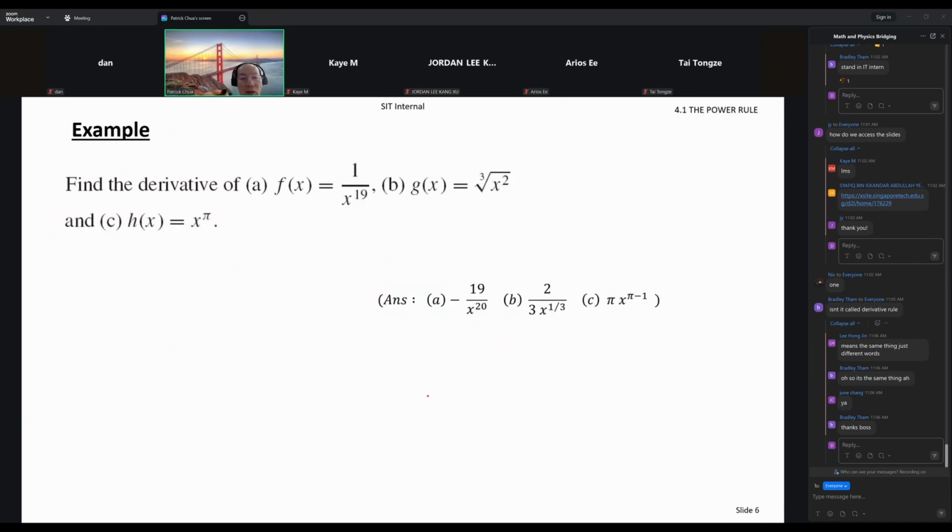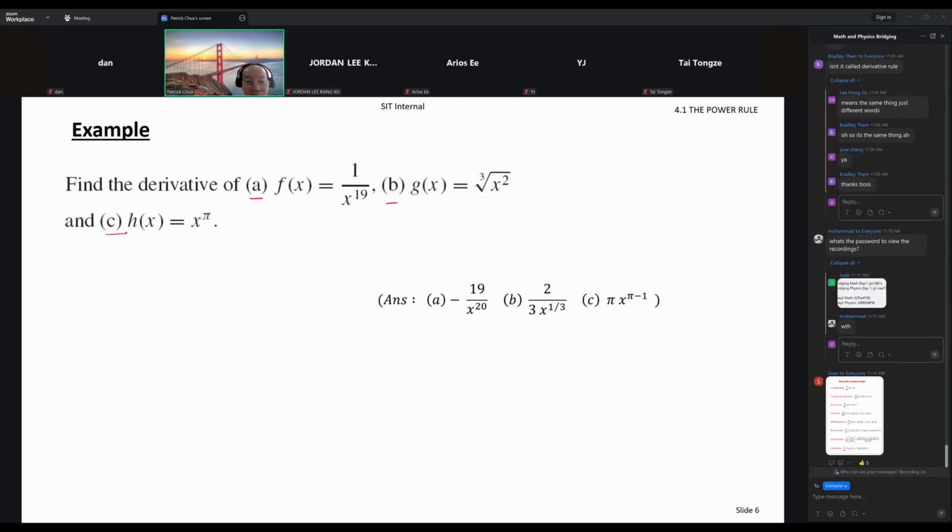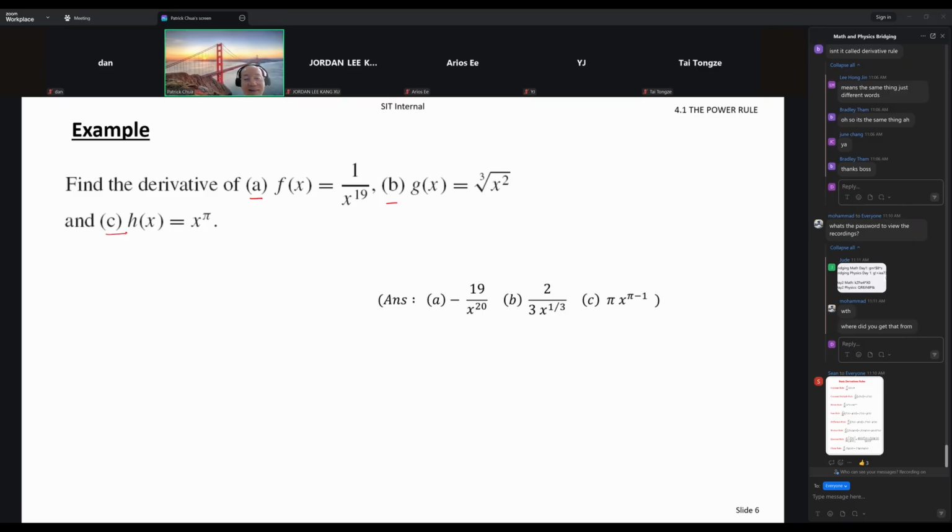Okay, next you can try out all this, A, B, and C. All right, give some time to do A, B, C. Can do? Go ahead and do A, B, C. Okay, quite easy, right? All of you can get the answer. Answers are all there. A, B, and C. C is the easiest, using the power rule.